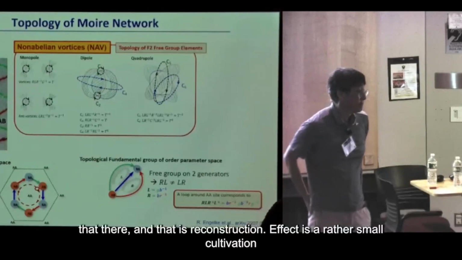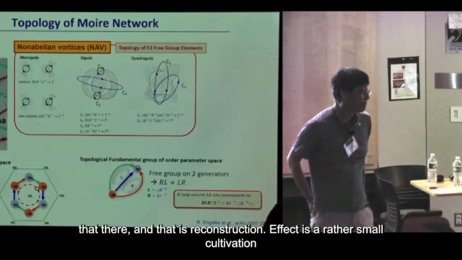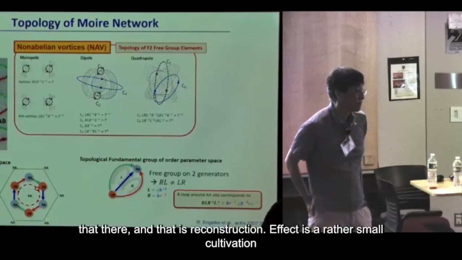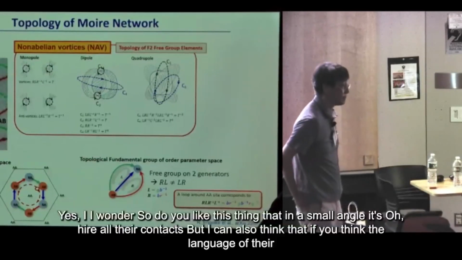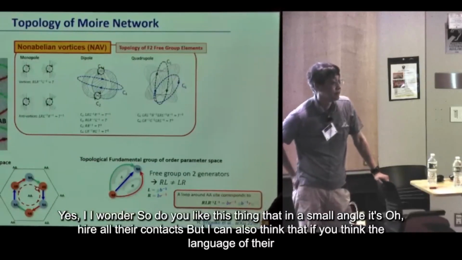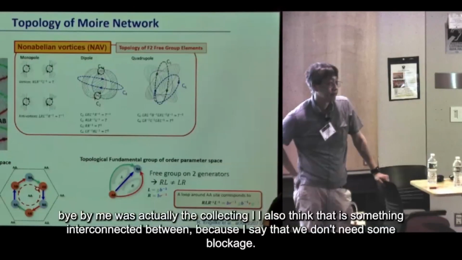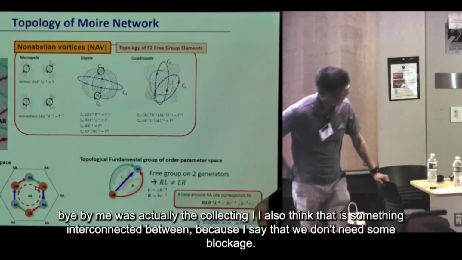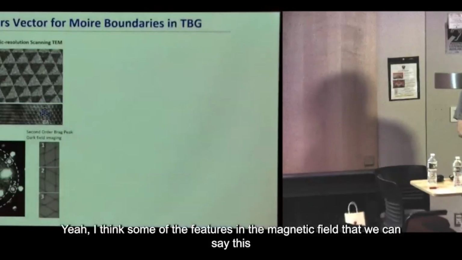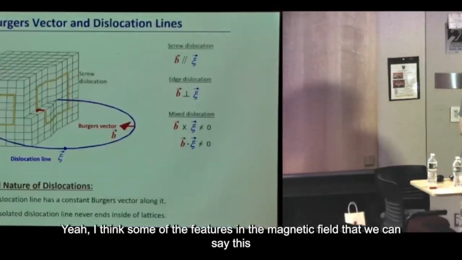Yes, I wonder, if you explain it in the small angle diagram case, the satellite peaks are like the higher order band gaps. But can you also think of that, in the language of the splitting and the middle section and then the conducting edge, as some kind of interference effect between different edge states, resulting in some kind of blockage? Yeah, I think some of these features in the magnetic field we can explain this way.